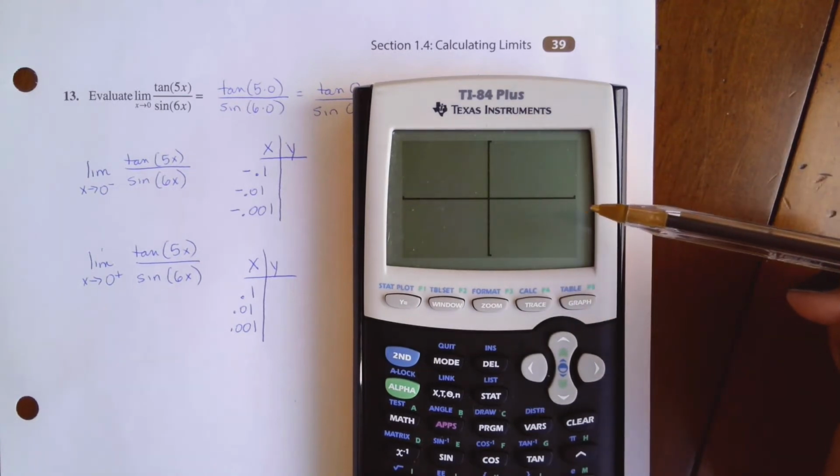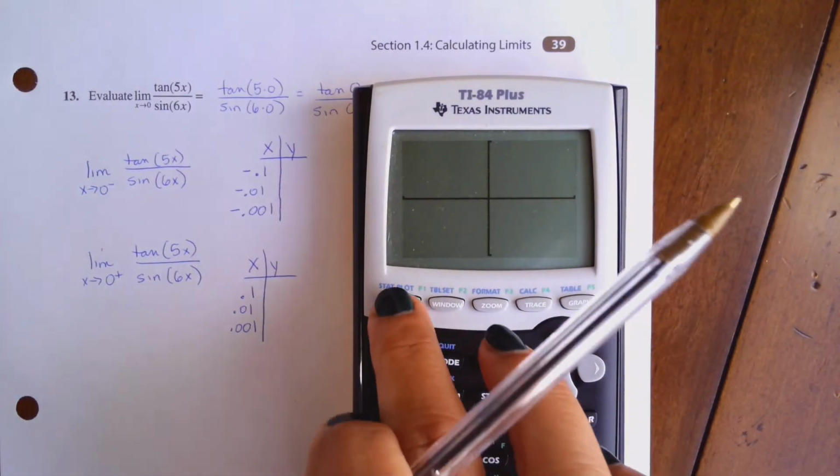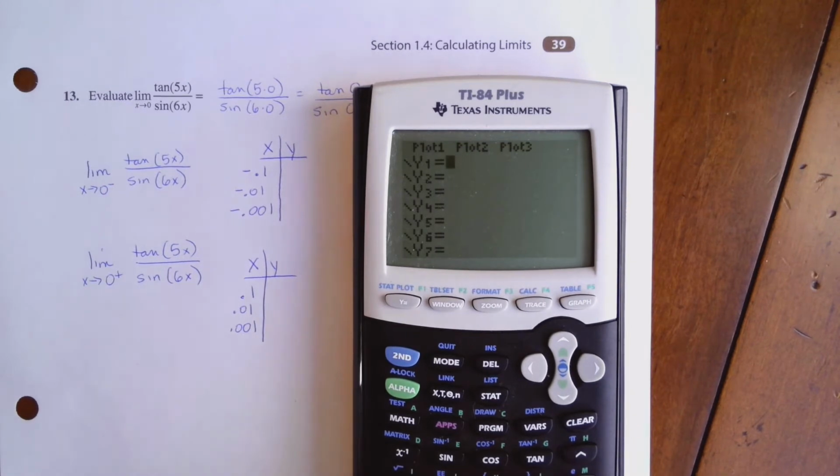That's negative 1. And why isn't it graphing? Oh, what happened? I deleted it somehow. Well, that was good. All right, let me do the tangent of 5x divided by the sine of 6x.